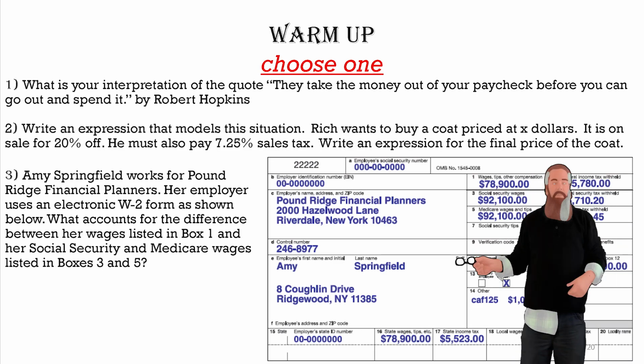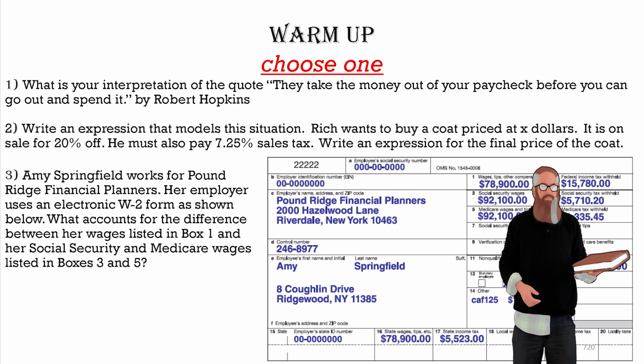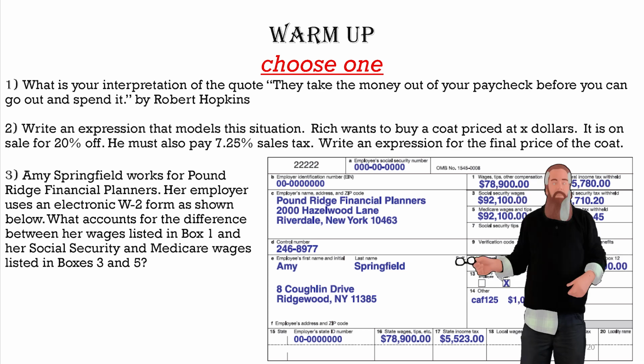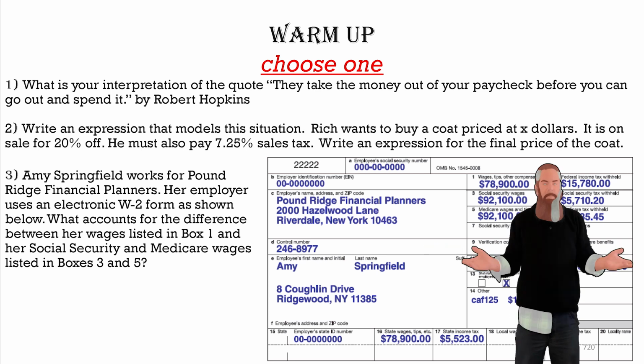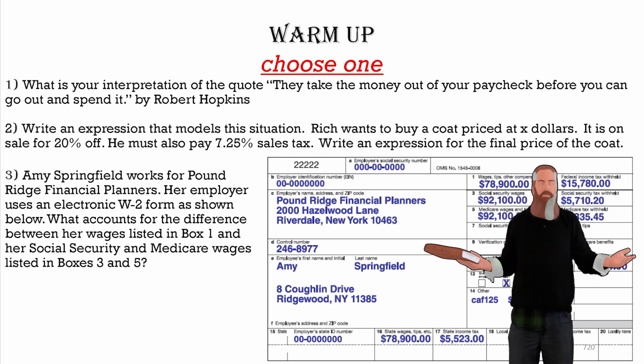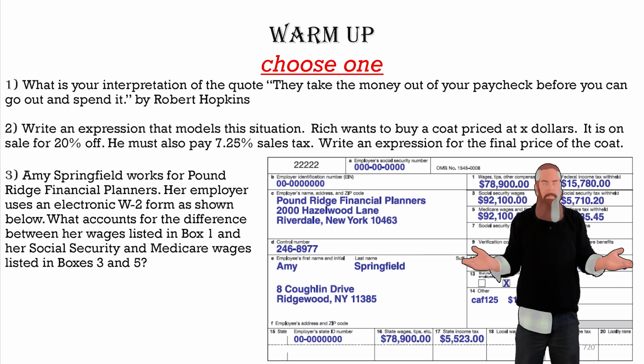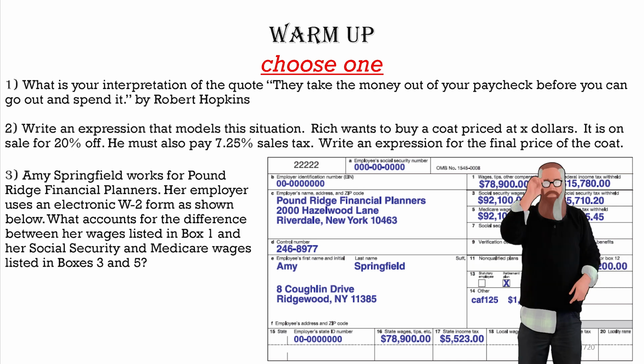Before we begin, let's make sure we're ready for this lesson by taking a look at warm-up number 2. Write an expression that models this situation. Rich wants to buy a coat priced at X dollars. It is on sale for 20% off. He must also pay 7.25% sales tax. Write an expression for the final price of the coat.